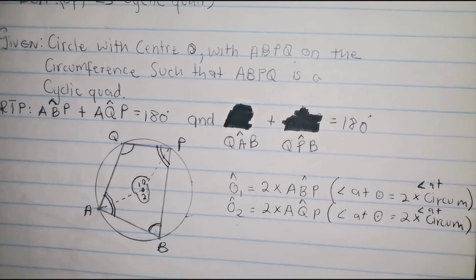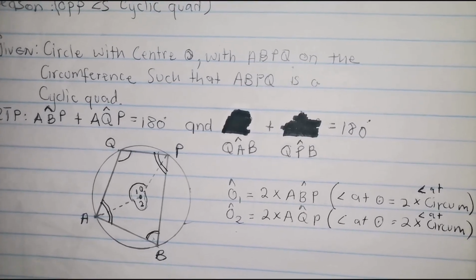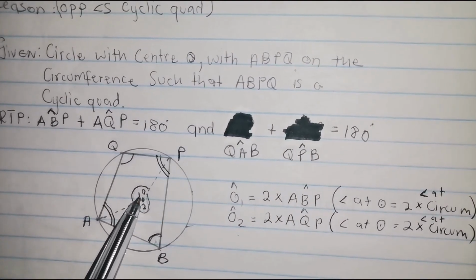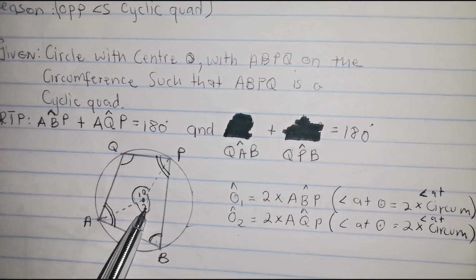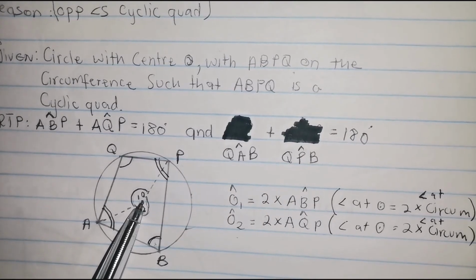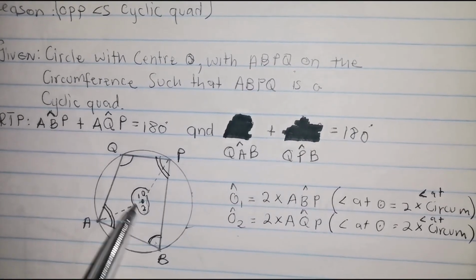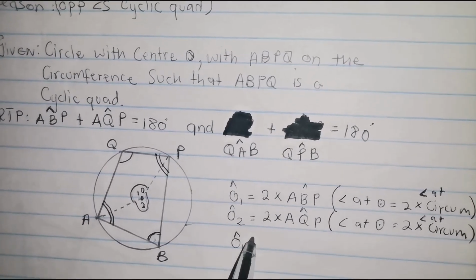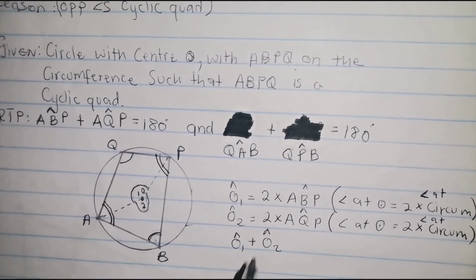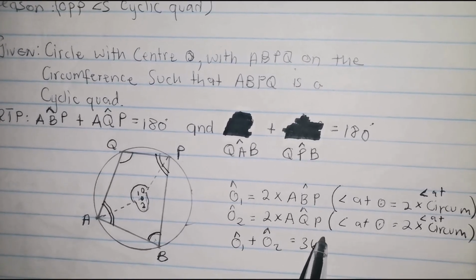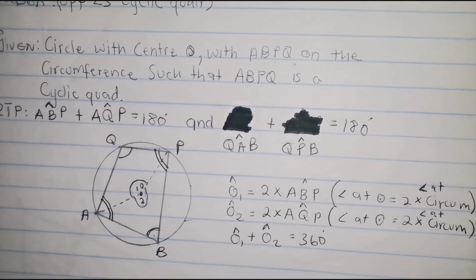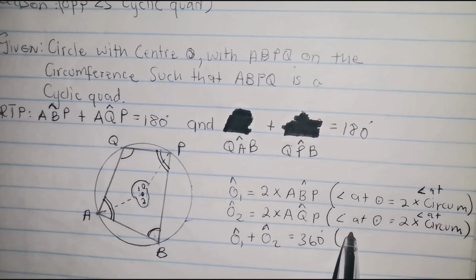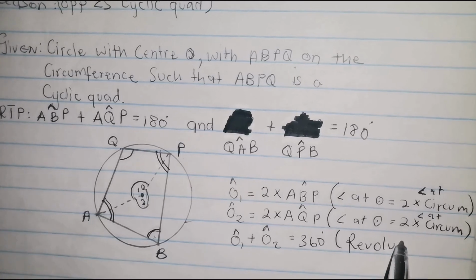Again, do you remember, guys? O1 plus O2: these two angles, O1 and O2, are around a point, this point, the center. When I say O1 plus O2 equals 360 degrees, angles around a point add up to 360 degrees. Or I can just say angles around a point.